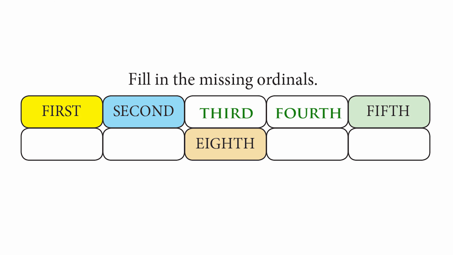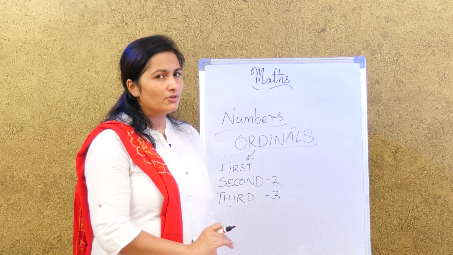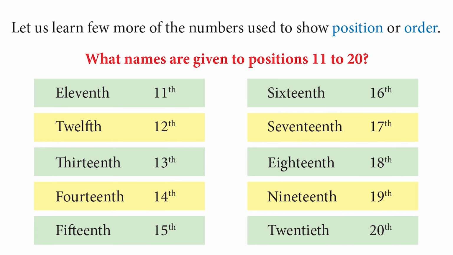See, there are some more missing. You can find out and fill it. To make it easier for you, you have a whole box. If you learn that, then you won't have any difficulty with ordinals. Look at this, 11th, 12th, 13th, 14th, 15th.